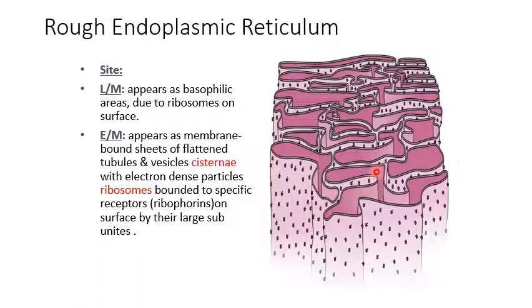By EM, it is a membrane-bound sheet, flattened tubules or cisternae intercommunicating together. At the outer surface, there are ribosomes that are present on specific receptors called ribophorins. The ribosome is present on the ribophorin by the large subunit of the ribosome.